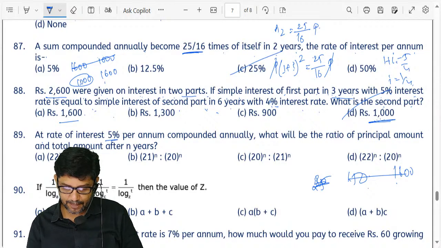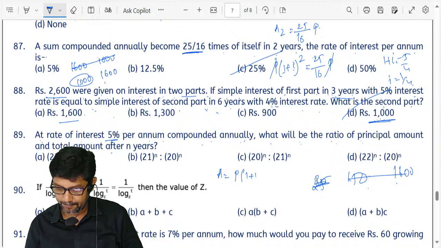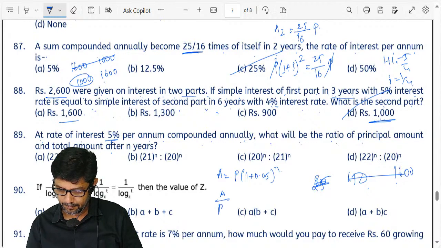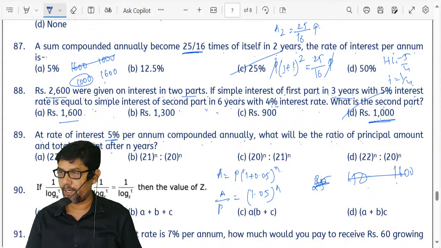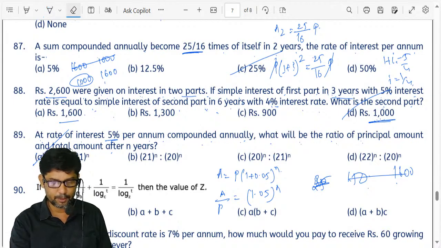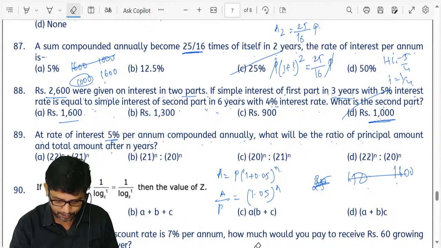Next, the rate of interest is 5% per annum compounded annually. What will be the ratio of the principal amount and total amount after n years? See, what is the amount formula? P into (1 plus i) whole power n. Am I right, my dear? So, what is A by P? 1.05 whole power n. Am I right? Take your calculator. What is 22 by 21? 1.047. So 1.05 answer is over. Check 21 by 20. 21 by 20 is 1.05. So option B exactly we are getting.